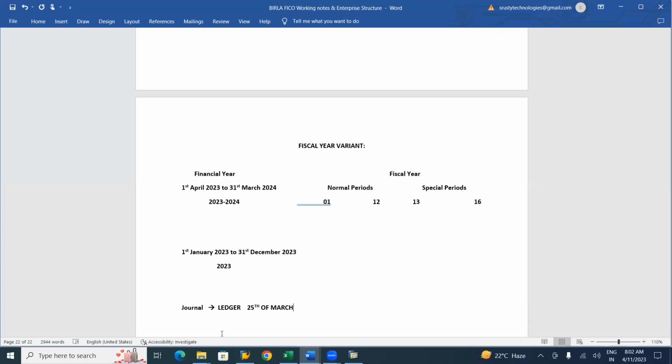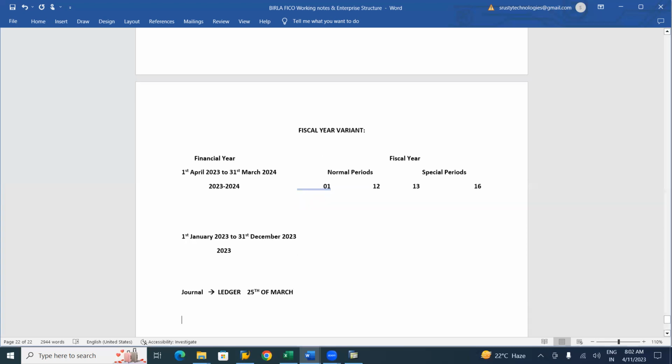So what is the thumb rule of ledger accounts? Personal and real accounts are supposed to be balanced. Very important. We know that personal and real accounts are supposed to be balanced, whereas nominal accounts are supposed to be totaled.